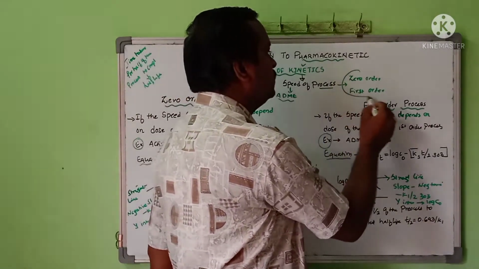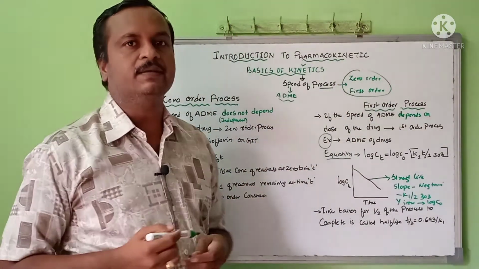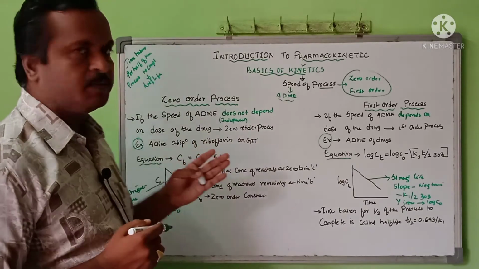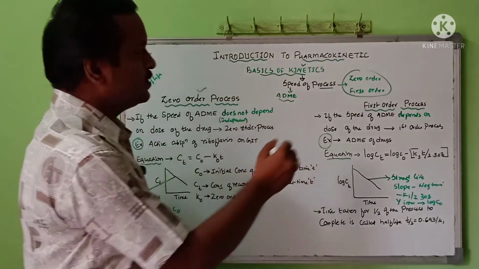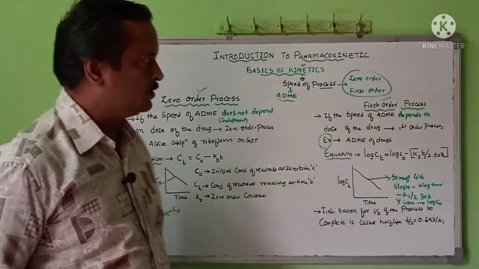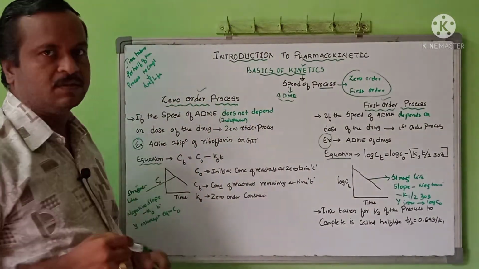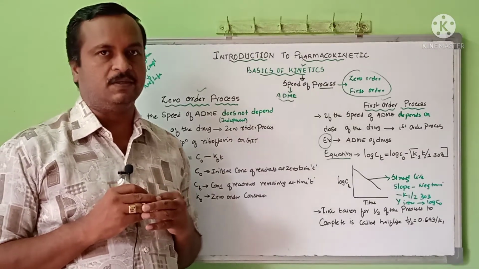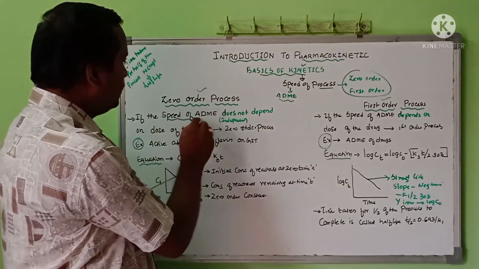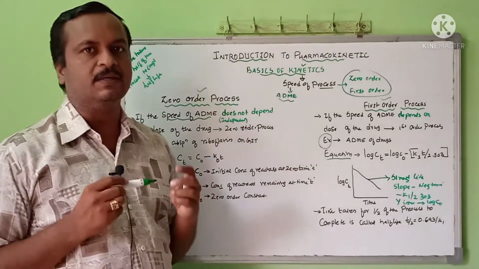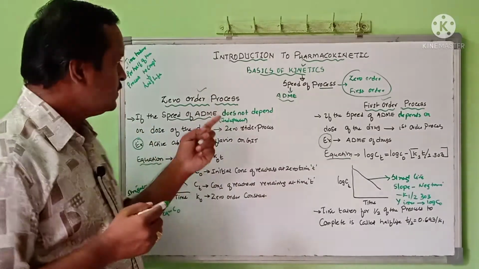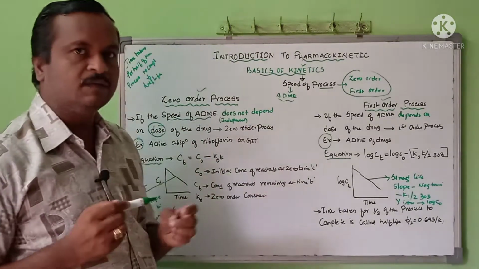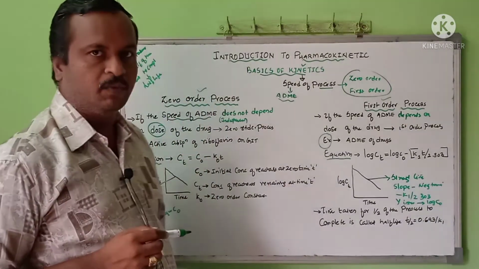Process is nothing but how the reaction is proceeding, whether it is in zero order or first order. Elaborately, we are explaining in this class what the zero order process is and what the first order process is. So what is a zero order process? A zero order process, in simplest words, is independent of the concentration. If the speed of ADME, that is absorption, distribution, metabolism, does not depend upon the dose of the drug, that is called a zero order process.